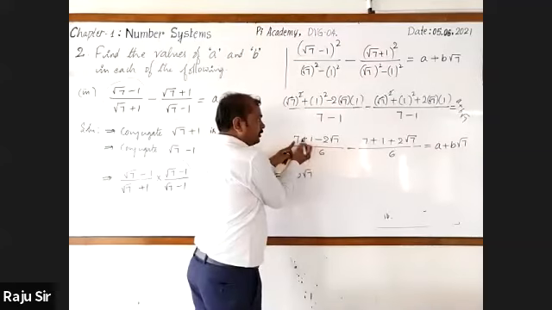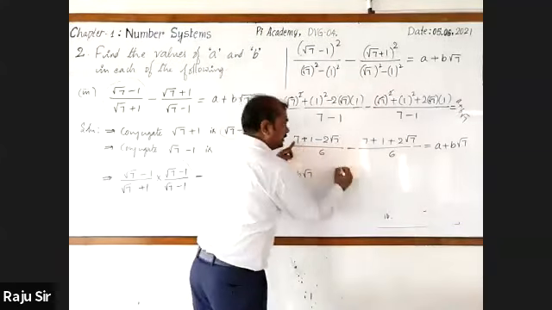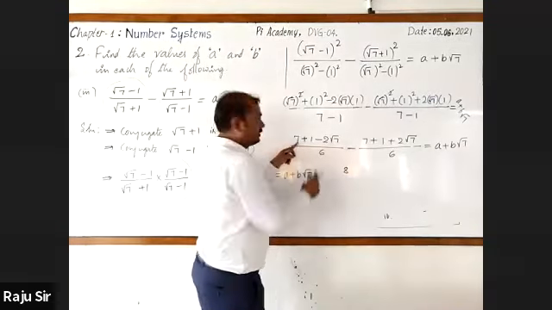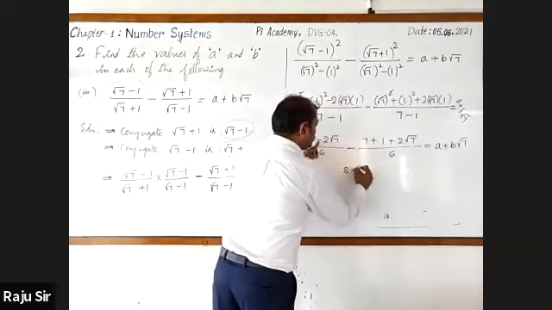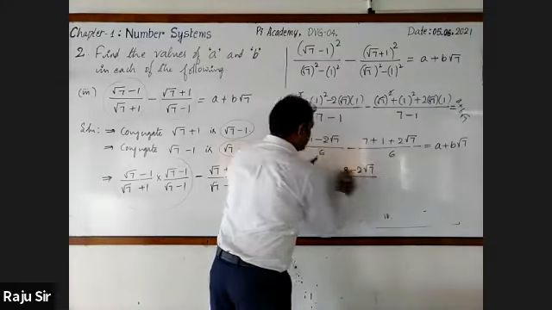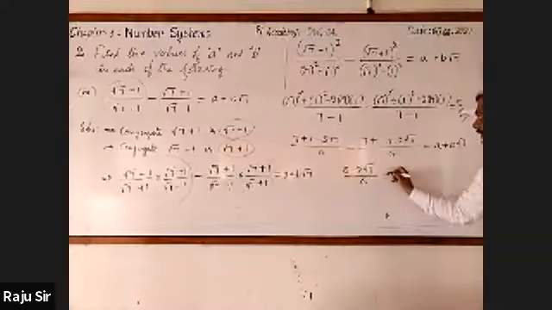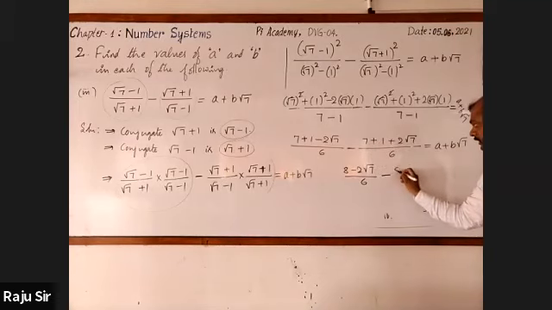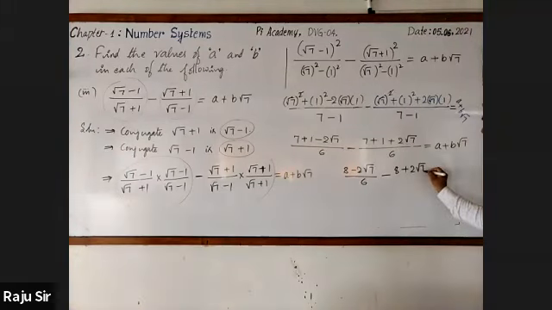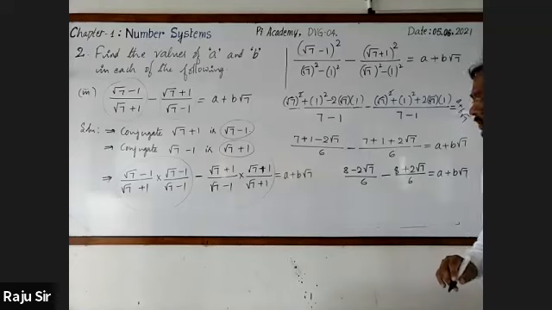7 plus 1, only these two we have to add. 7 plus 1 is 8, minus 2 into root 7, by 6. Next, minus, again 7 plus 1 is 8, plus 2 into root 7, divided by 6. This is equal to a plus b into root 7.